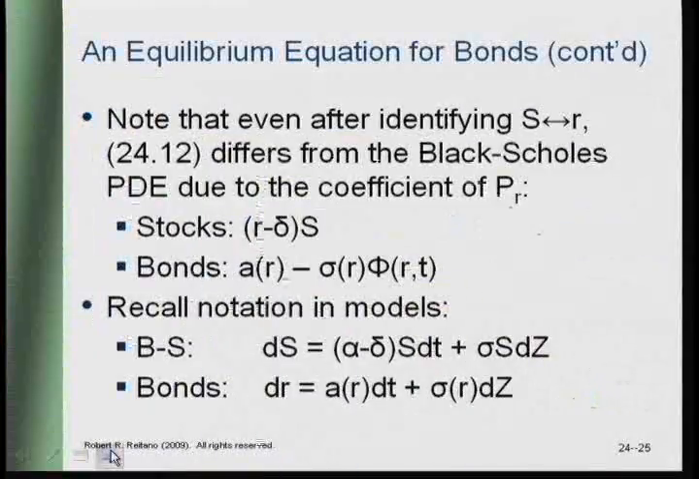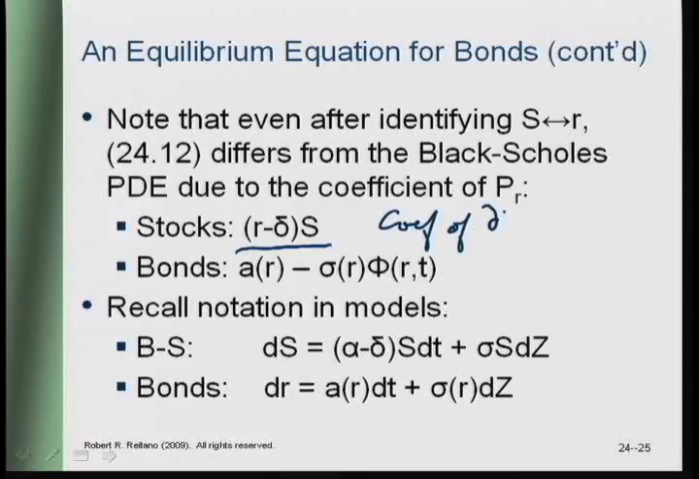In order to pursue it, we simply need to be a little more careful about notation. When we look at the notation for the S process and the R process, in the Black-Scholes differential equation, the coefficient of the derivative with respect to S is this. That's the coefficient of the derivative of the security, I call it C, with respect to S.